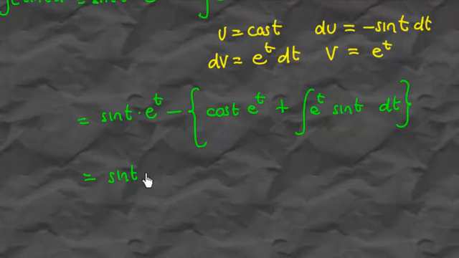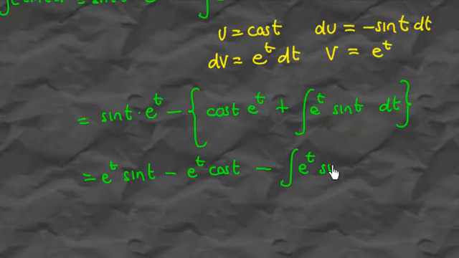So let's write this as e to the t sine t minus e to the t cosine t minus the integral of e to the t sine t dt. Well, it seems we have another integral. So how can we deal with that? If we use integration by parts again, we will do this forever. Okay, so what do you think?